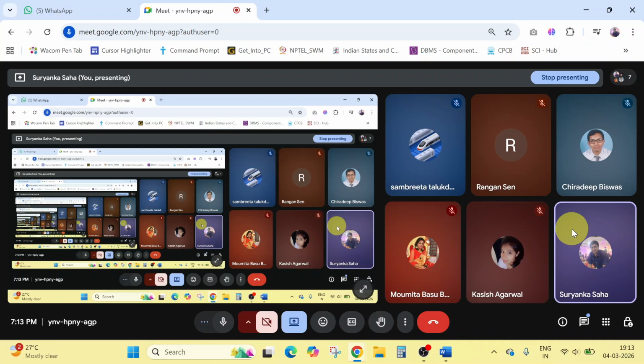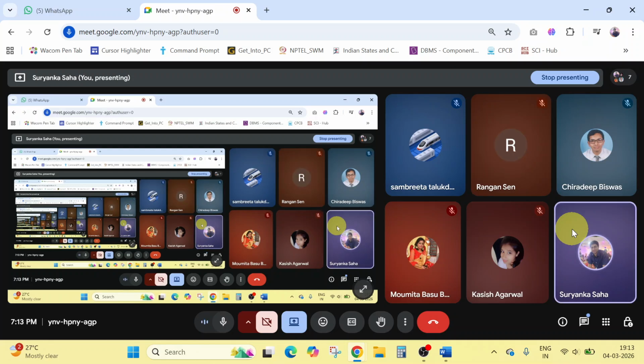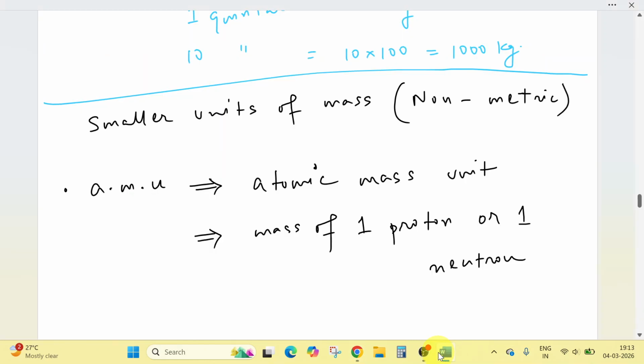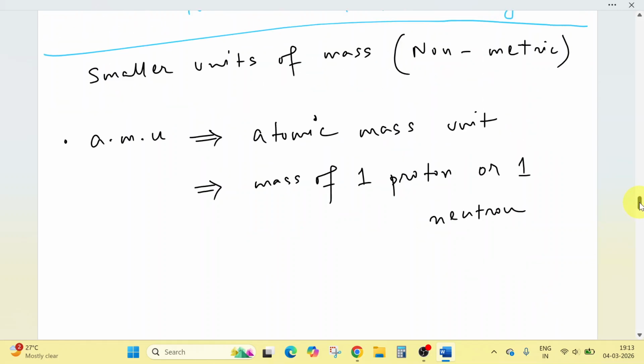Understood? Yes. Others understood? Rangon, yes. Shimonti, sir, did you understand? Samadwita, did you understand? Yes, sir. Okay, okay, fine. Okay, so now in your book it will be written. Acha, so just for example, mass of 1 proton.